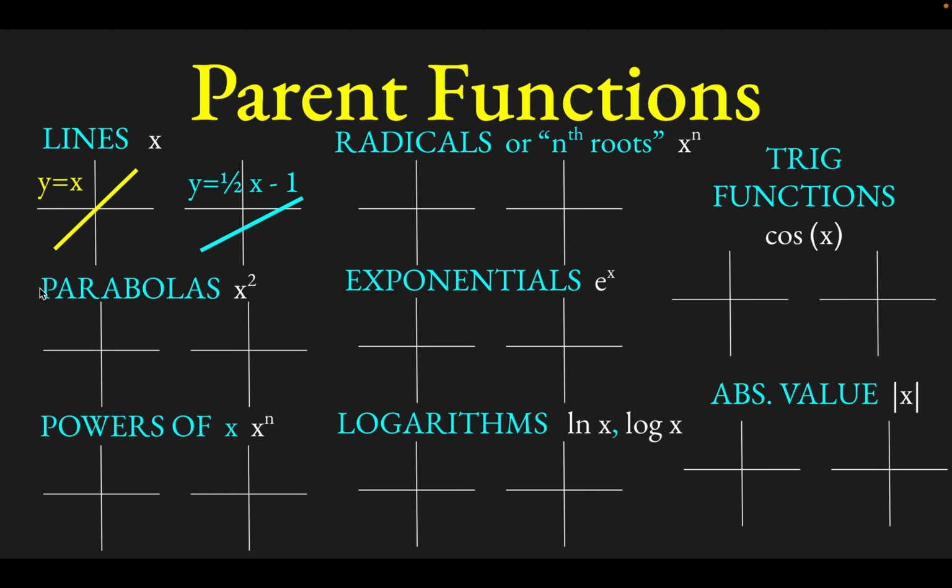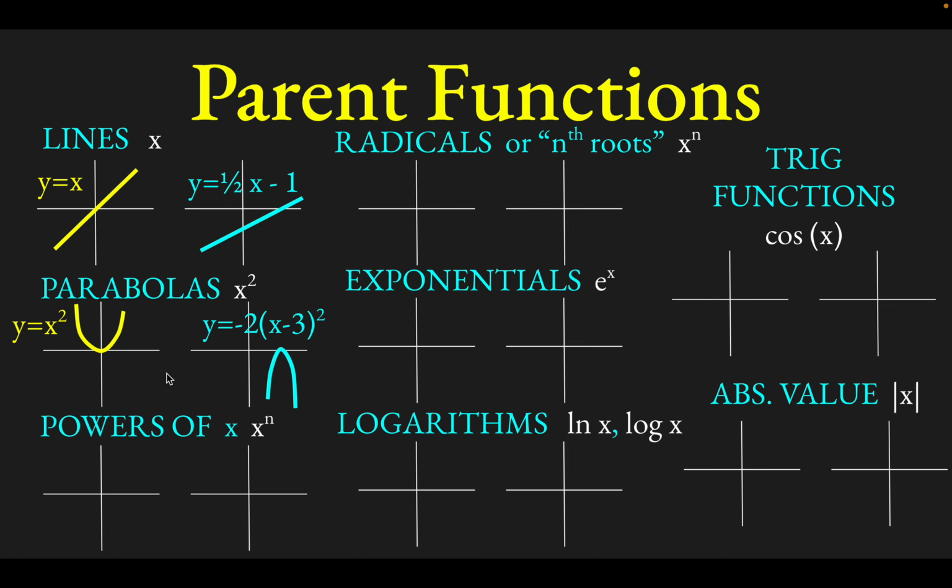X squared functions are parabolas, they look like this. You can play all these shifting games with parabolas too. So say we were supposed to graph -2 times (x minus 3) squared. The -2 is going to make it upside down and stretch it vertically, and the -3 is going to shift it 3 to the right. So it's going to look like that, shifted 3 to the right and upside down and stretched vertically.